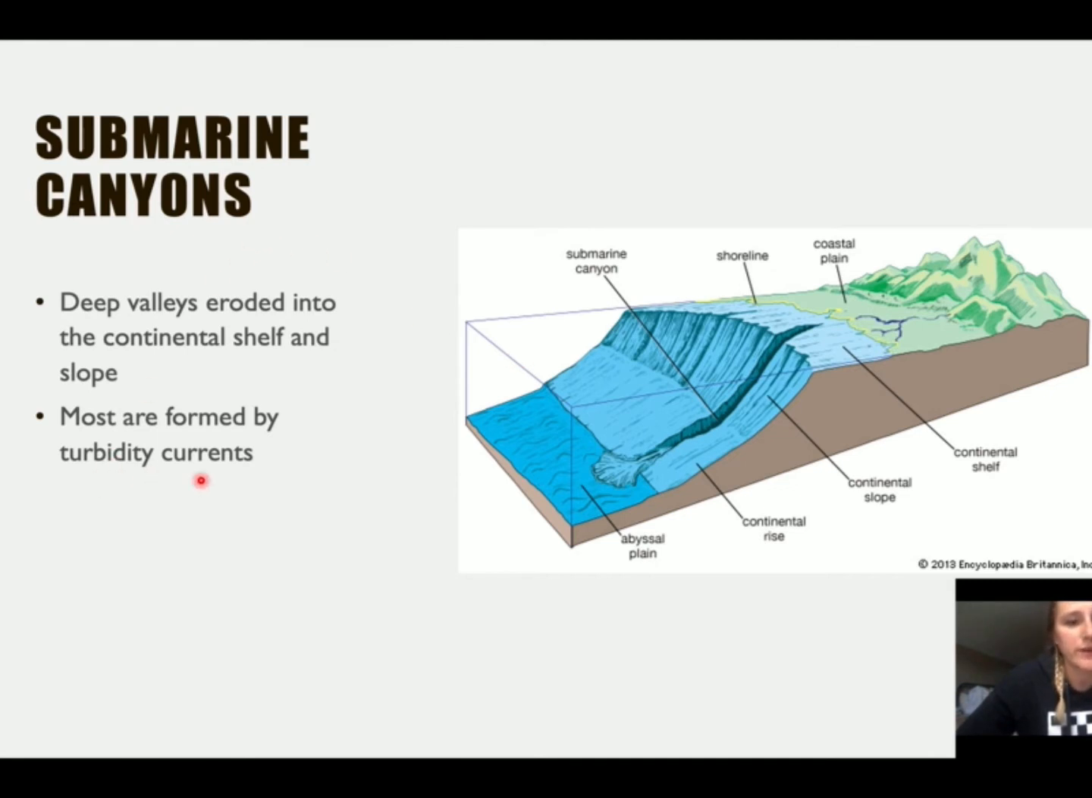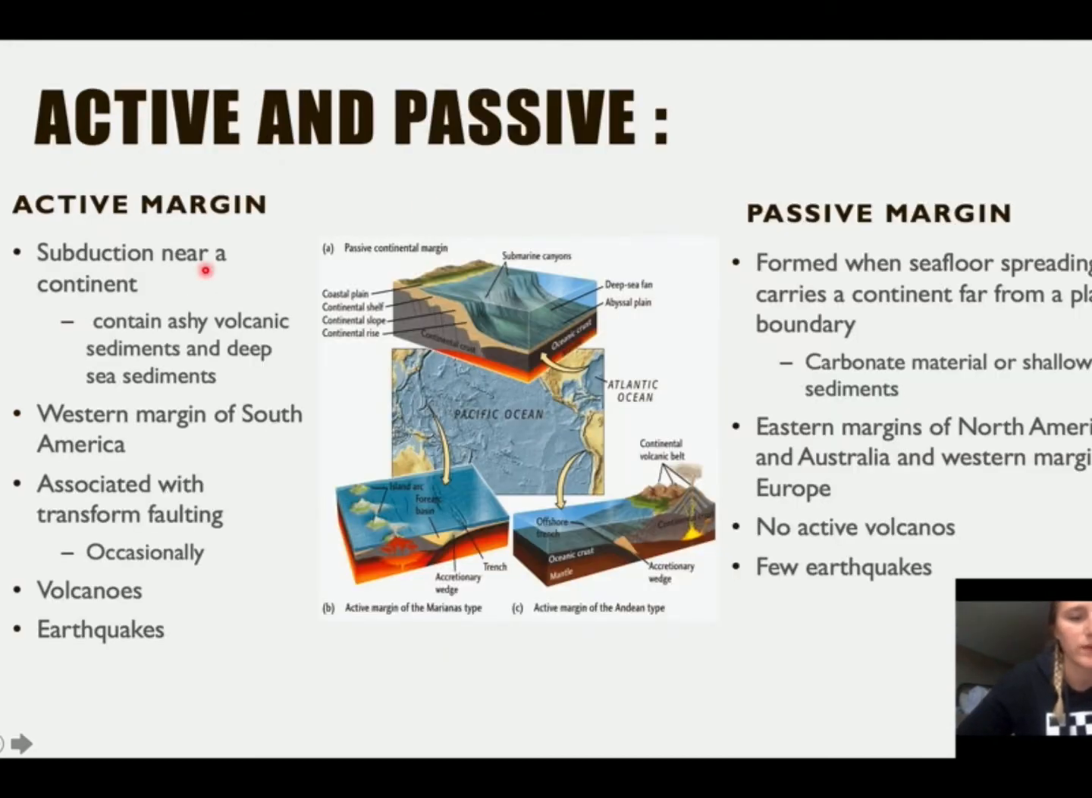Also, turbidity currents can form submarine canyons, which are deep valleys eroded into the continental shelf and slope, which is this diagram here. So within the continental margins, there is active and passive.